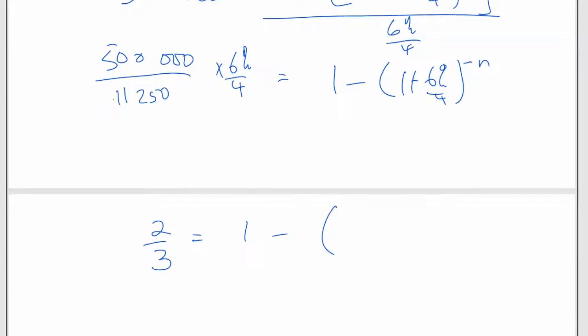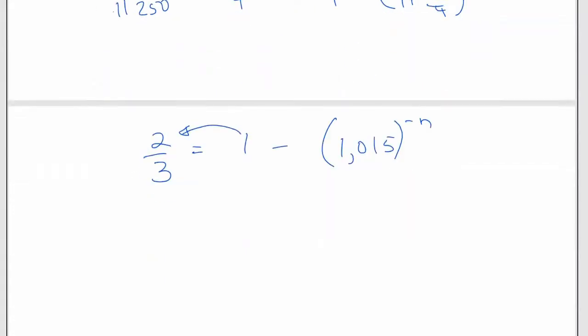saying 1 plus 6% over 4, which is 1.015, to the exponent of negative n. Okay, let me move this 2 over 3, sorry, the 1 to that side. So 2 over 3, we know that when we subtract 1, we're going to get negative a third. We have a negative 1.015 to the exponent of negative n. So both sides, the negatives will become positives, okay?